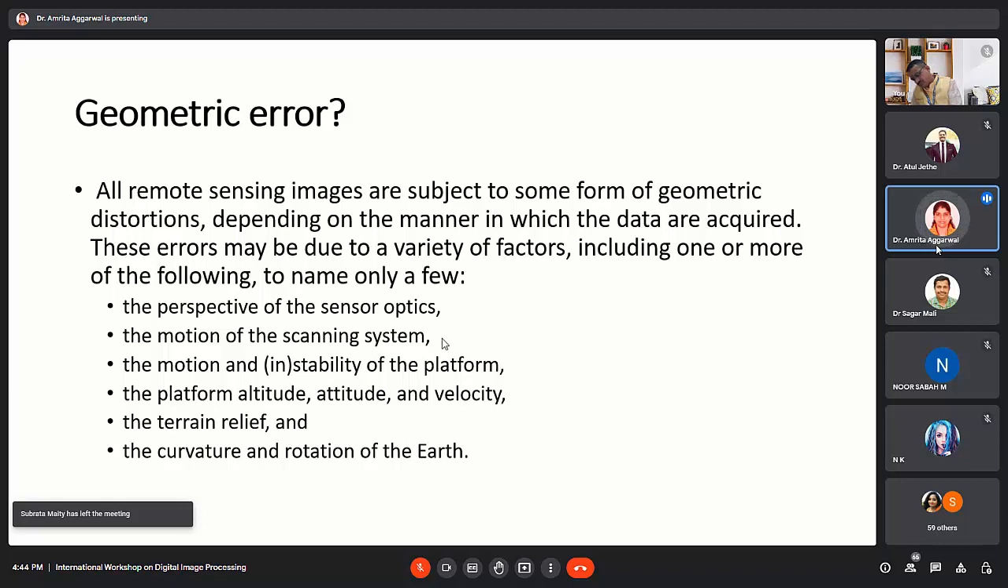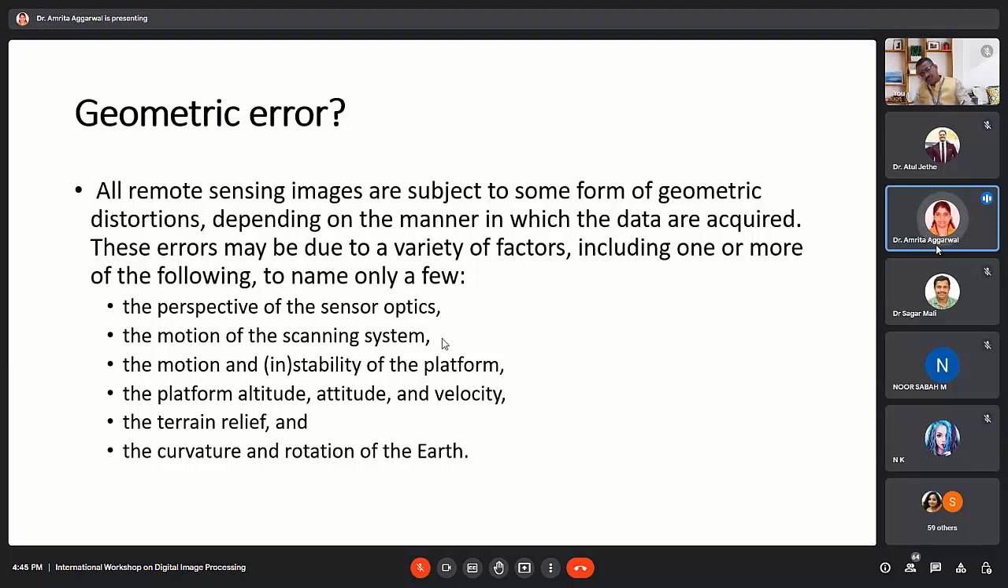The scanner will move in three ways. One is push broom. Push broom means it will cover a larger line at the same time. Second is whisk broom. It will cover pixel by pixel. And third is side looking. When it is moving, it will cover the pixels on each side, that is both sides, left side pixels and right side pixels.